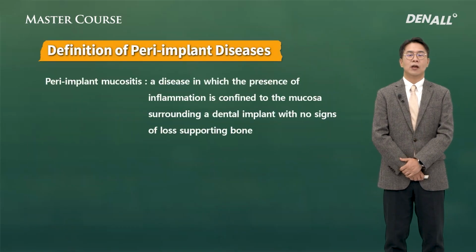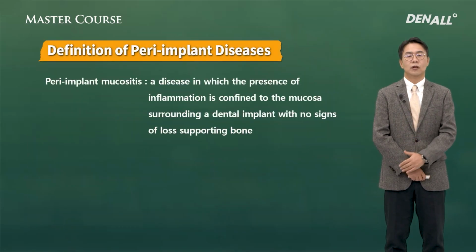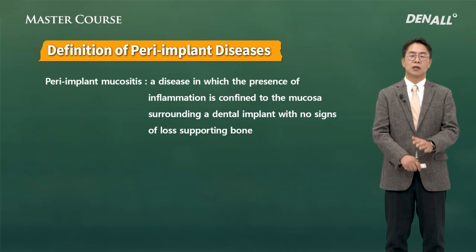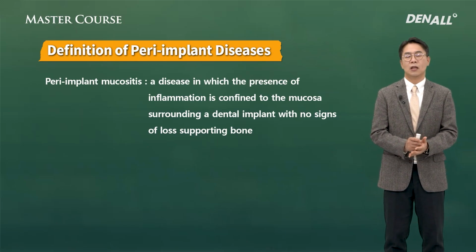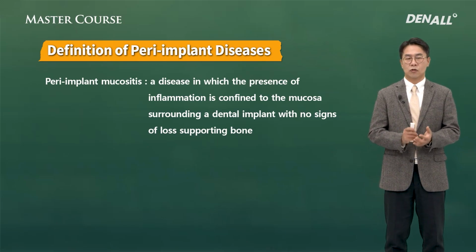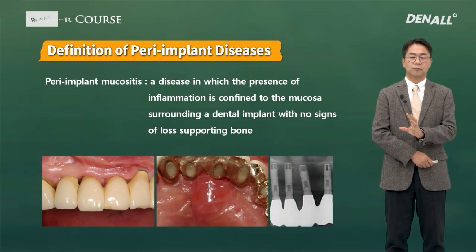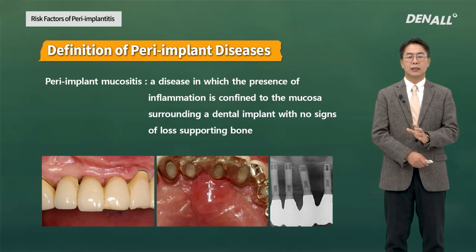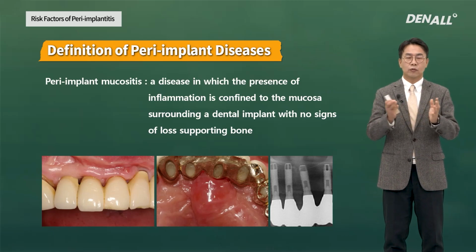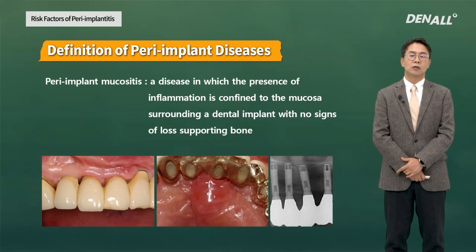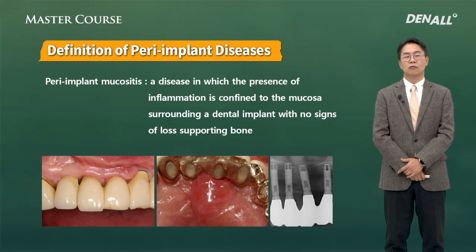And we have different types of peri-implant diseases. First, we have the peri-implant mucositis. Only inflammation exists around the implant. On the X-ray, there is no bone loss observed, but there is some swelling due to inflammation. So it can be treated rather easily without losing bone.